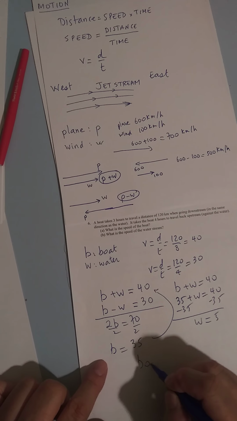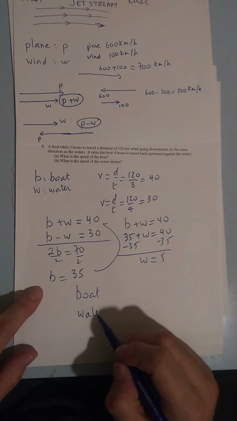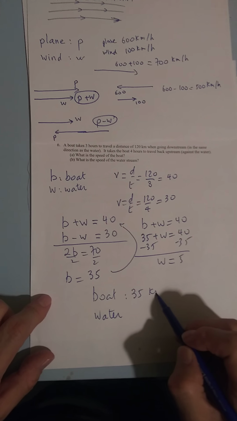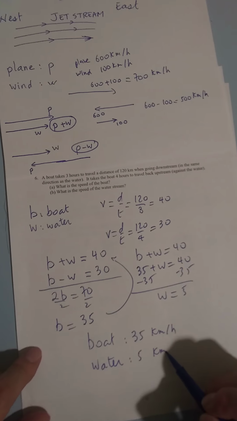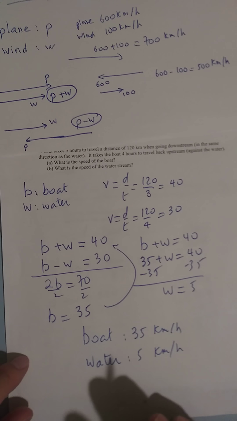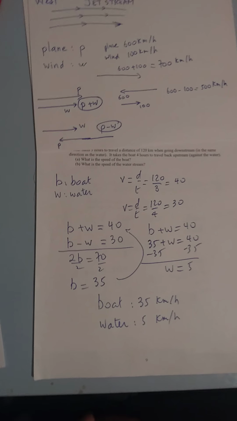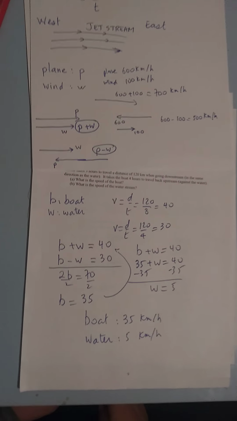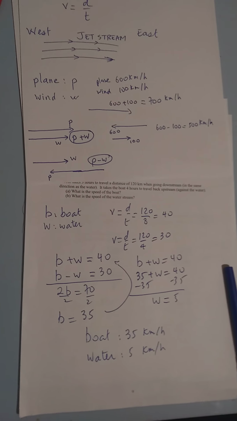So we have boat and we have water. The boat was traveling at 35 kilometers per hour. But the water was traveling at 5 kilometers per hour. So sometimes the water helps it go faster, sometimes it slows it down. It depends on which way the stream is going, which way the boat is going. And this completes this application of motion.